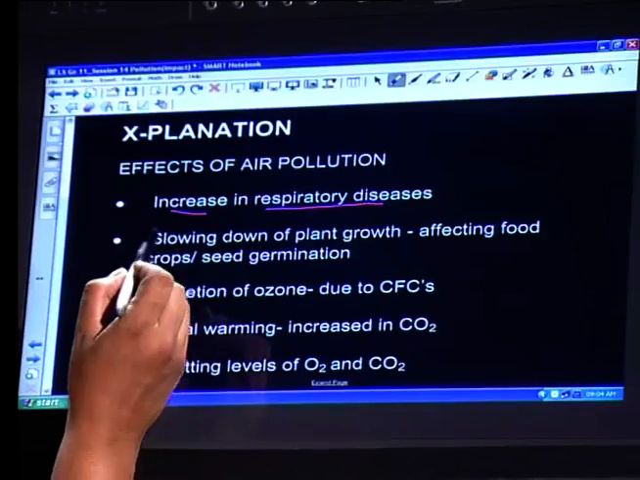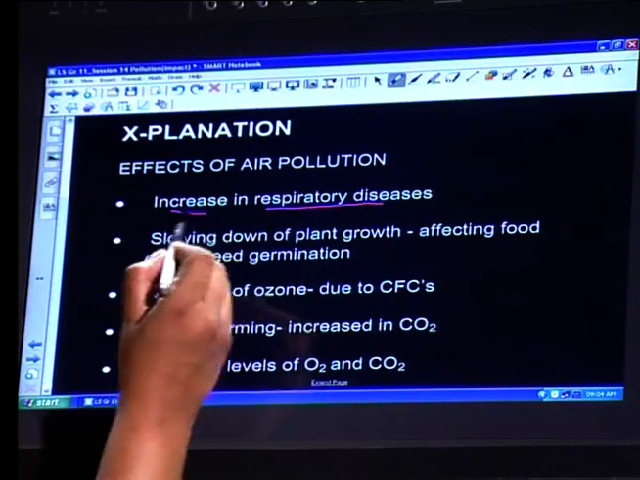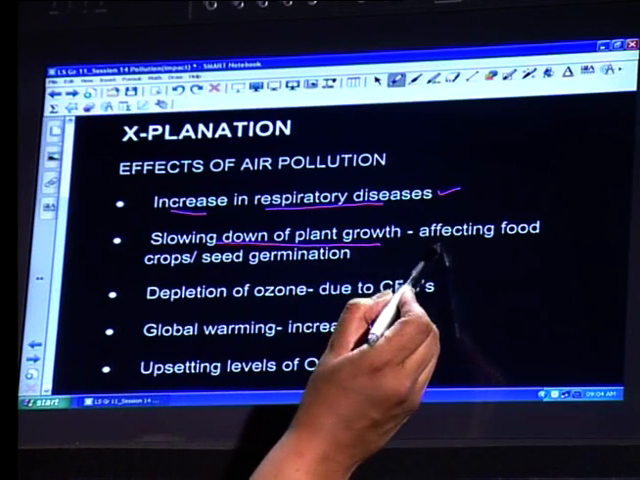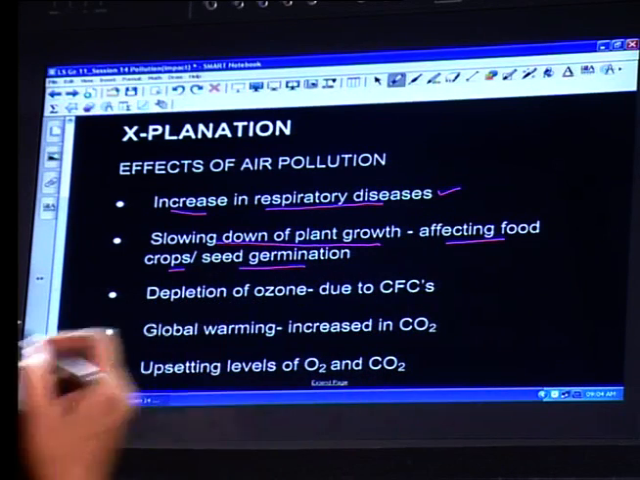Emphysema is normally caused by cigarette smoking, but remember, the air pollutants worsen emphysema. Lung cancer as well is caused by some of the air pollutants that are carcinogenic. Carcinogenic means cancer-causing pollutants. Right, so that's the effects of air pollution: increase in respiratory diseases, and the slowing down of plant growth affecting food crops and seed germination.